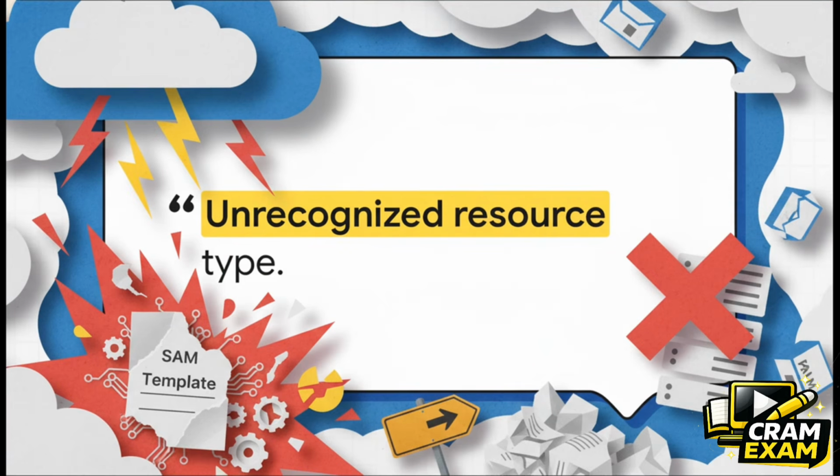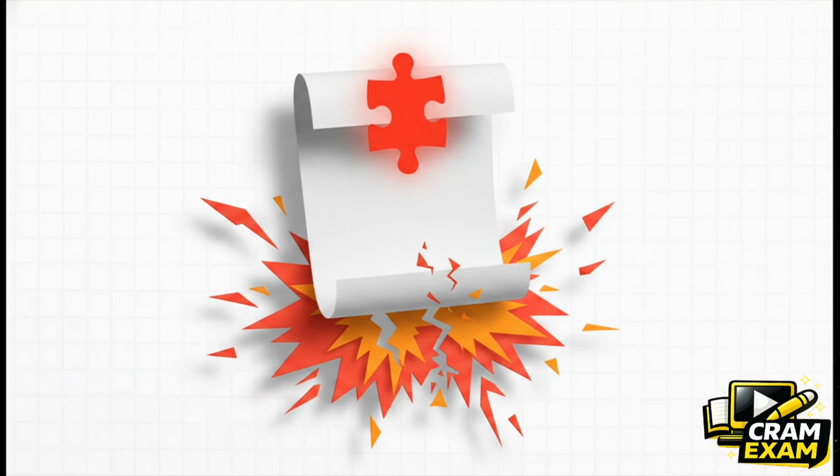You write a perfect SAM template, you run the deployment, but out of nowhere, the deployment instantly fails with a massive red error stating unrecognized resource type. Heads up, this is a guaranteed trap on the DVA-C02 exam. Why did it fail? Because you forgot to include the transform directive at the very top of the template.